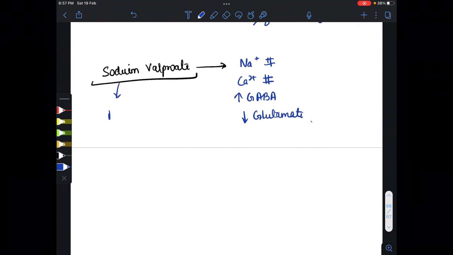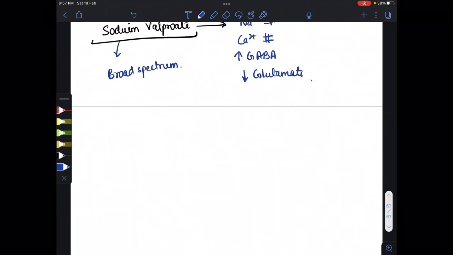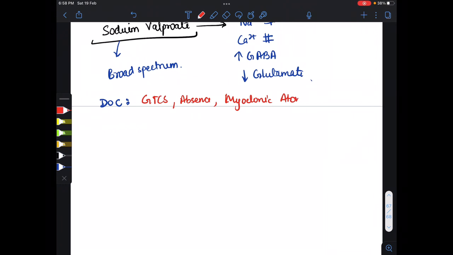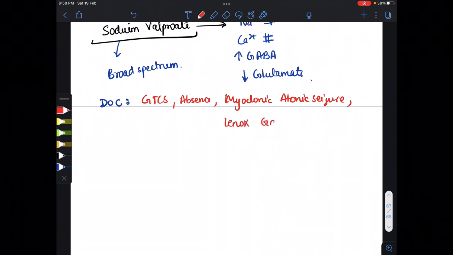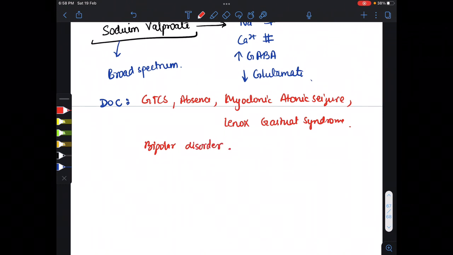So this drug has a broad spectrum. It is a broad spectrum drug, and it is a drug of choice. So sodium valproate is a drug of choice for GTCS, absence seizure, myoclonic and atonic seizure, and Lennox Gastaut syndrome, in which we also give clobazam. It is also used in bipolar disorder. But the drug of choice for bipolar disorder is lithium. Please remember that one.